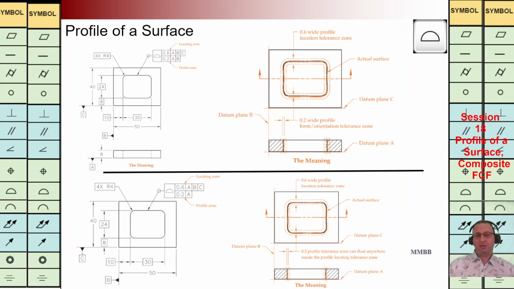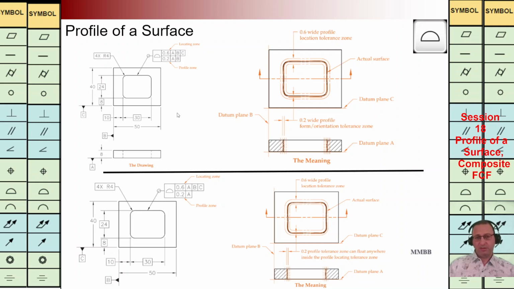Today I'm going to talk about profile of surface and I would like to close this topic for today. Here we have two examples. They are exactly the same. They have the same value of the TZ 0.2, 0.6 as we can see at the top, left and bottom.